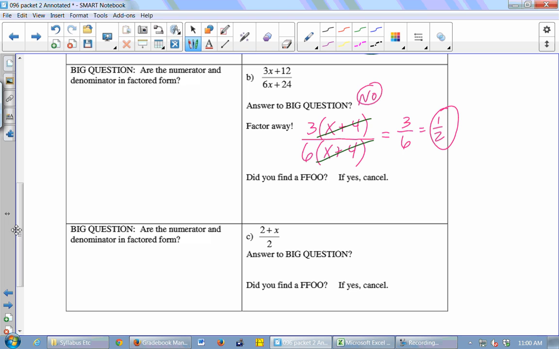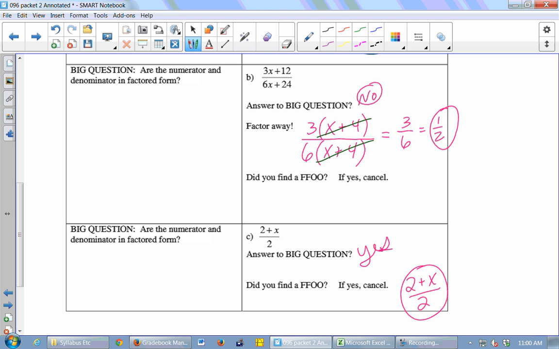All right, one more with reducing algebraic fractions. Big question, 2 plus x over 2. Are the numerator and denominator already in factored form? Yes, there's nothing you can do to 2 plus x to factor it. There's nothing you can do to 2 to factor it. So the big question is yes, which means we're done, right? There's nothing you can do. There are no common factors because you can't factor. So this is 2 plus x over 2, already reduced.